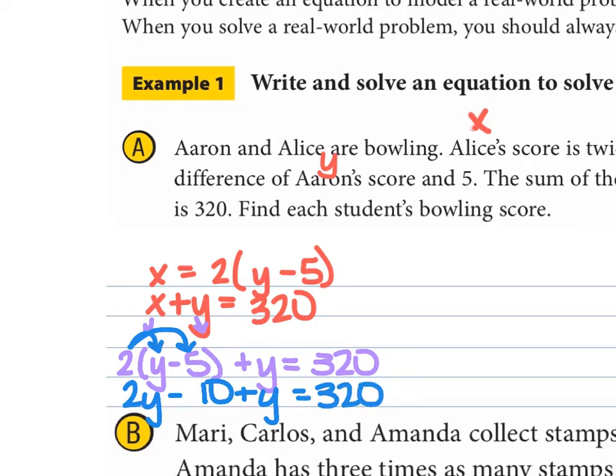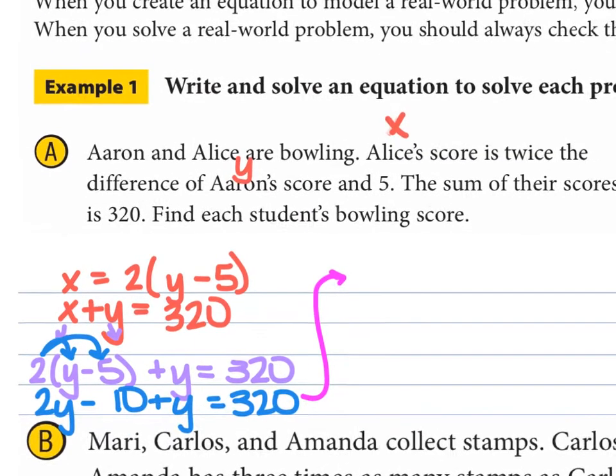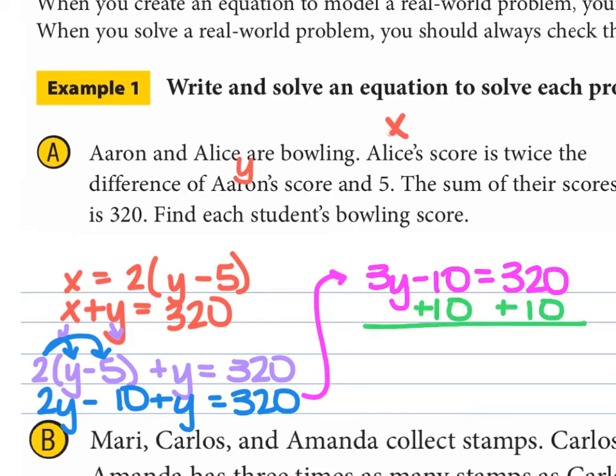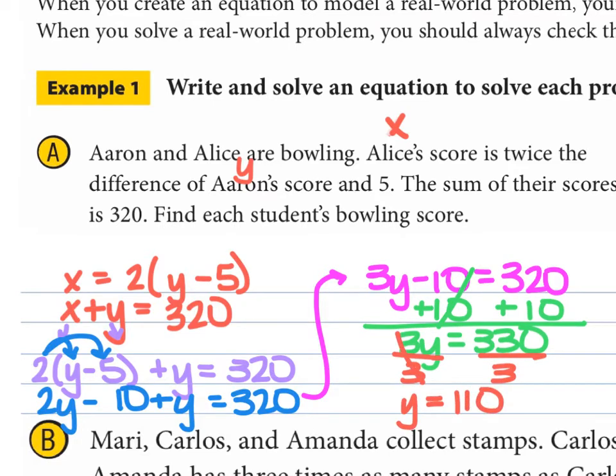Combine your like terms from here. We're going to have 3Y minus 10 equals 320. From here, you want to get Y by itself, so add that 10 to both sides. We get that 3Y is equal to 330, and then divide each side by 3 to get that Y is 110.